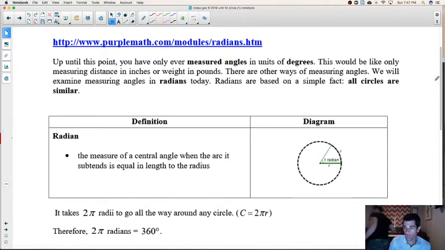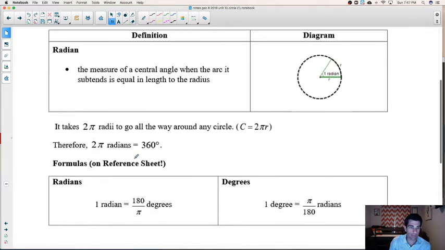Okay? So when I'm looking at this here, it says it takes 2 pi radii to go all the way around any circle. So the circumference is equal to 2 pi r. Therefore, 2 pi radians equals 360 degrees, which makes sense because in order to go all the way around a circle, it has to be 360 degrees. So radians is just another way to measure an angle. Sometimes it could say 2 pi, and if I said it's 2 pi radians, it's like saying the same thing as 360 degrees.